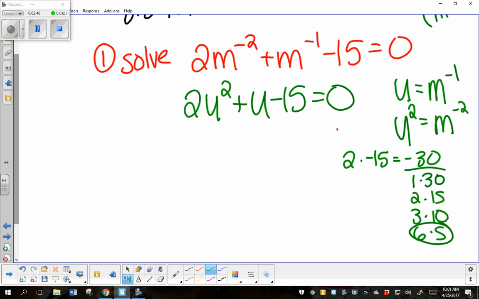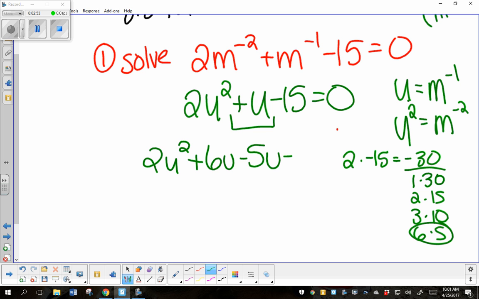So remember, with the AC method, we've got to replace this middle term. So let me use this. We've got 2u squared plus 6u minus 5u minus 15 equals 0. Yeah, I think so, right? A positive 6 and negative 5. That'll get us a positive 1 right there.